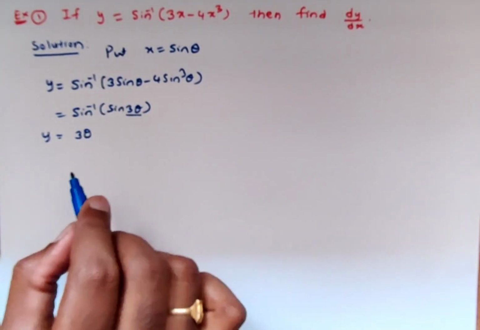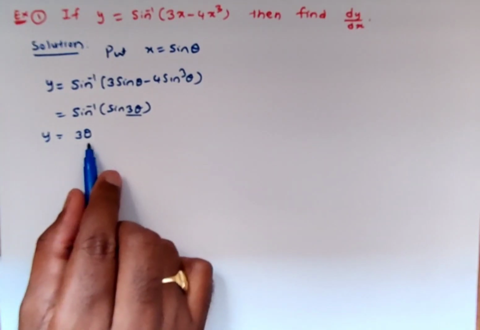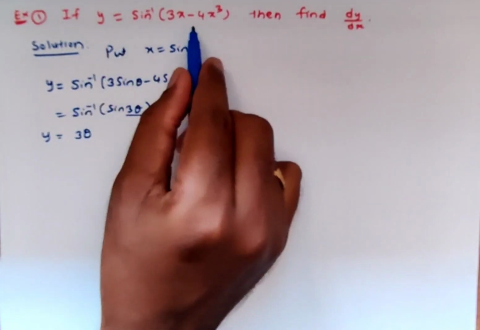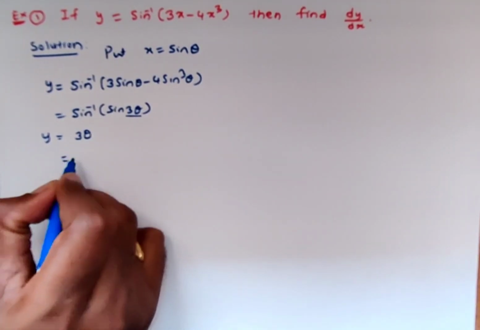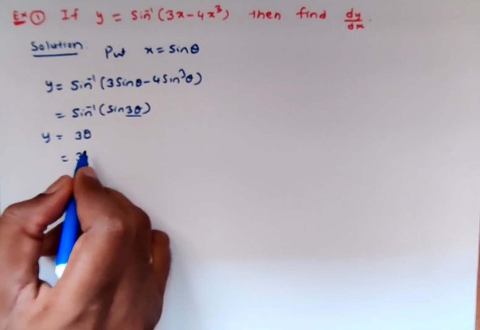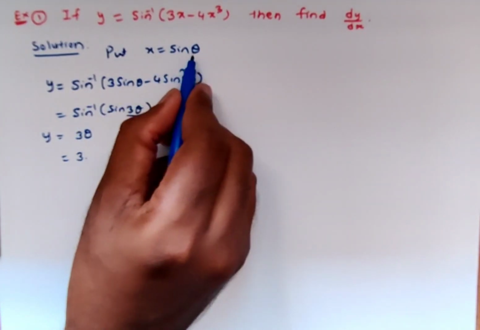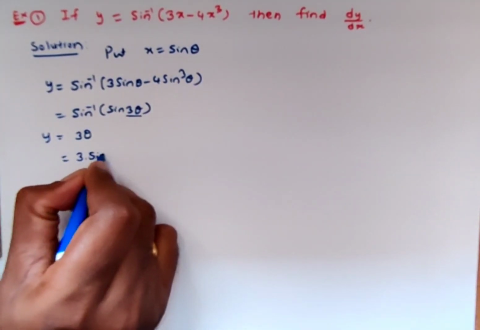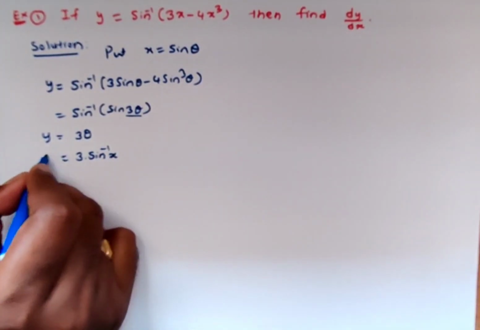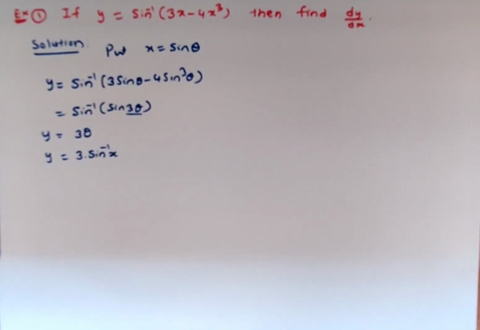Now, see, somewhat it is simplified, but y is always in terms of x only, since the given function is in terms of x. So you need to replace theta. That is 3 into theta can be written as, see, x is sin theta, then theta is what? Sin inverse of x. So this is 3 into sin inverse of x. So y equals 3 sin inverse of x.